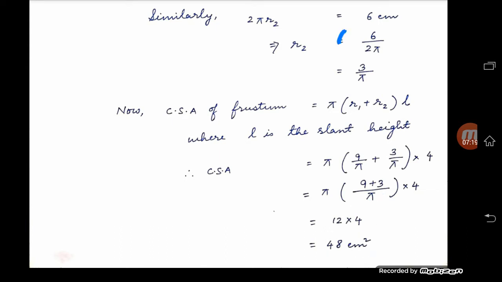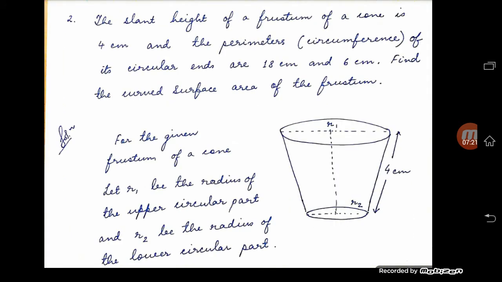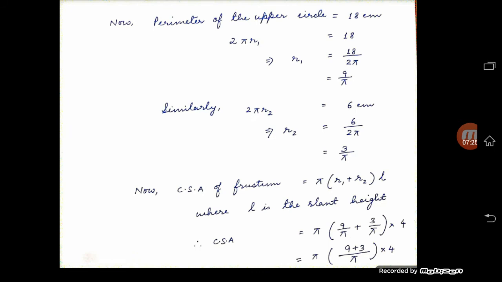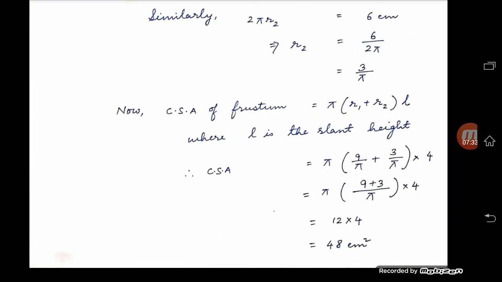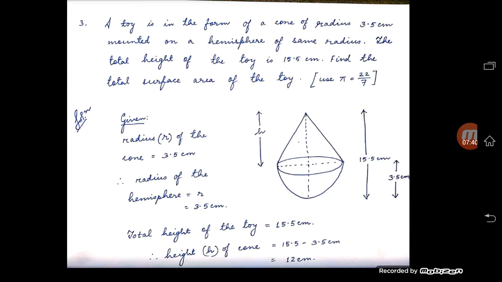So the curved surface area of this frustum of a cone is 48 centimeter square. That means this surface area, the curved part of this frustum of a cone, will be 48 centimeter square, which is your answer. I hope you like this question. Let us proceed to the last question of this lesson.